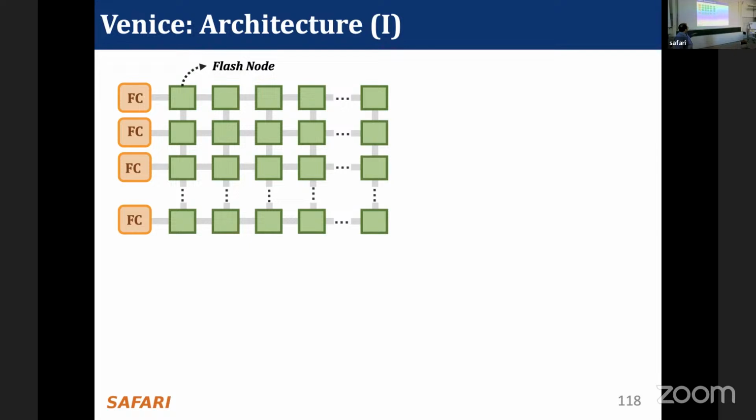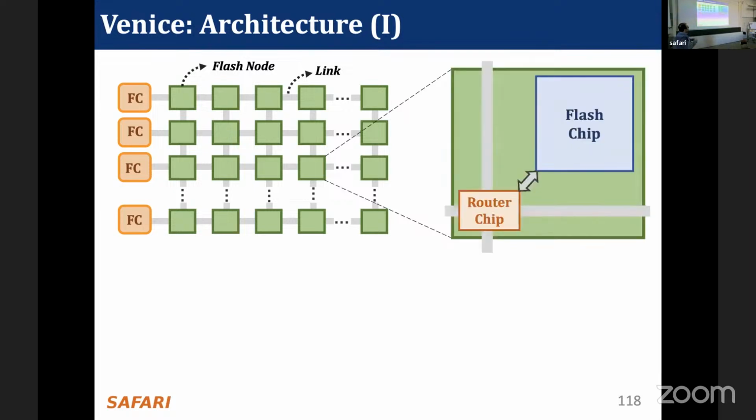So these are flash nodes. We call them flash nodes, and links. Each flash node consists of a flash chip and a router chip. That's the main difference between the design of the network for Venice and Freiburg. We don't integrate the router chip or router die inside the flash chip die. We separate them, and that can cause a lot of saving in complexity.